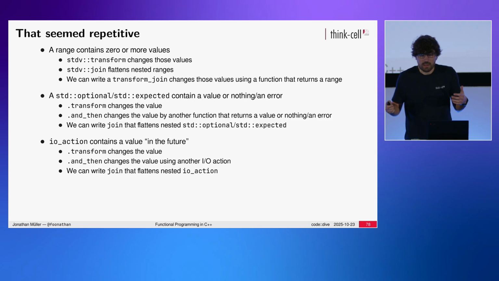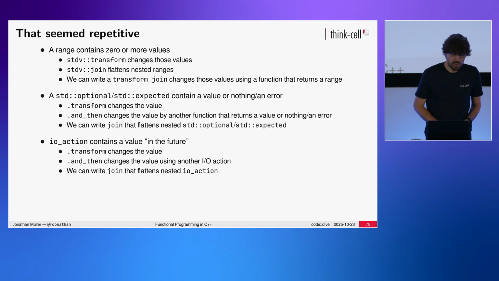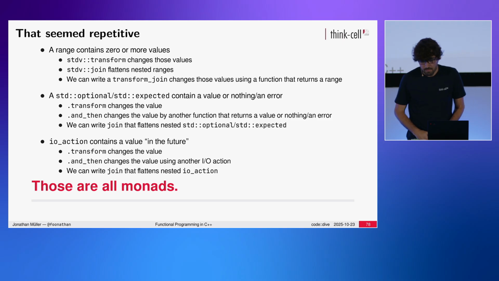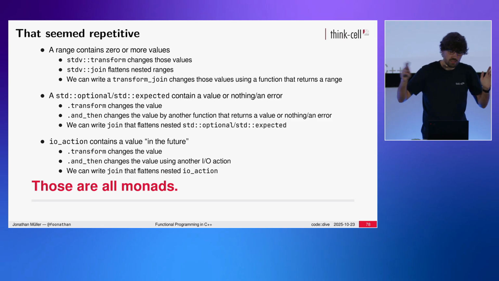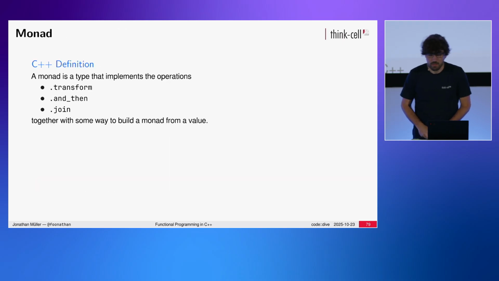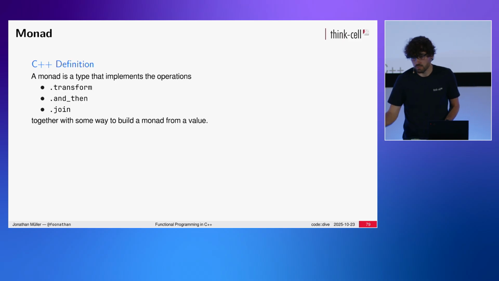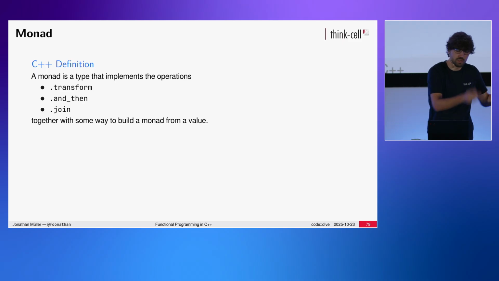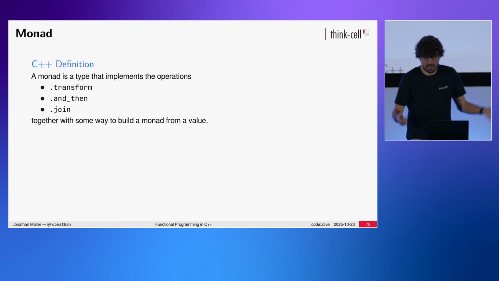And those are all very similar. And the reason those are all very similar is because those are all monads, right? Monads are this huge, complicated thing in functional programming, but the C++ definition is really simple, right? Because a monad is just some type that has transform and then a join, right? And then we need some way to build a monad from a value, but that's a technical detail, right?